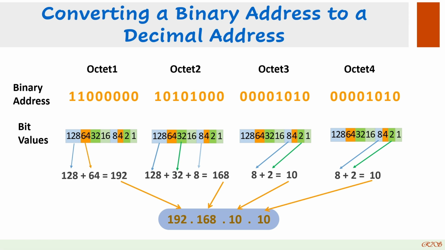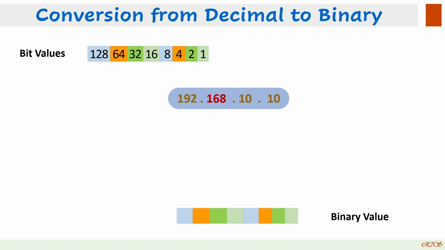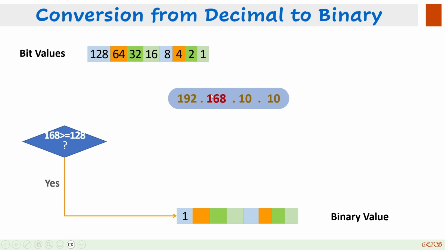So now we know how we can convert a binary IP address to a decimal IP address. Now let's see how we convert from decimal to binary, right? Consider 192.168.10.10. This is our decimal value of an IP address. We are trying to convert 168 to binary, and this is our bit value. How can we convert the decimal to binary? It's very simple. For example, we want to convert 168 to binary.